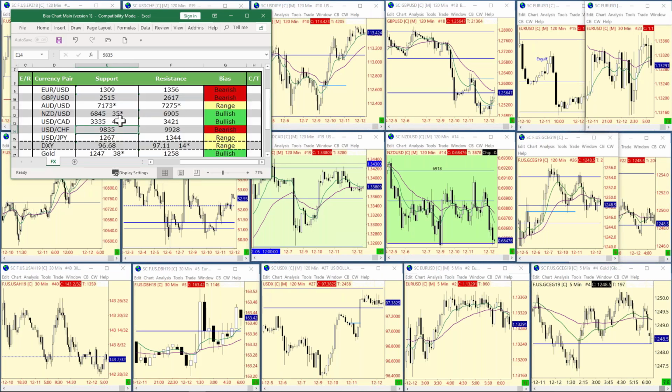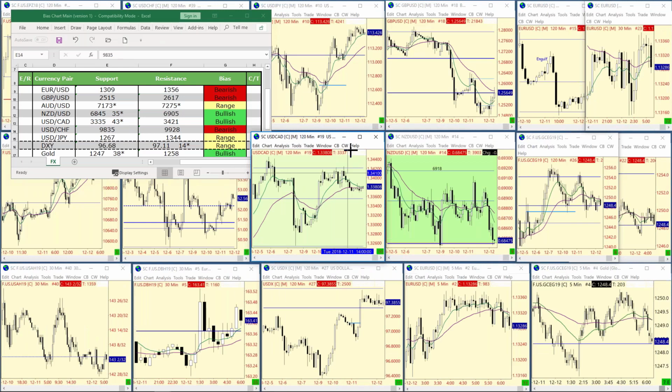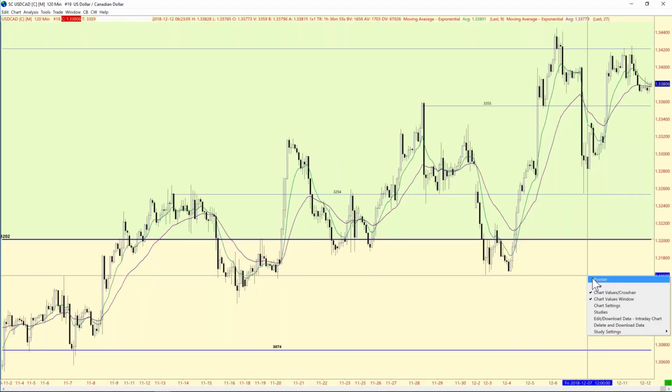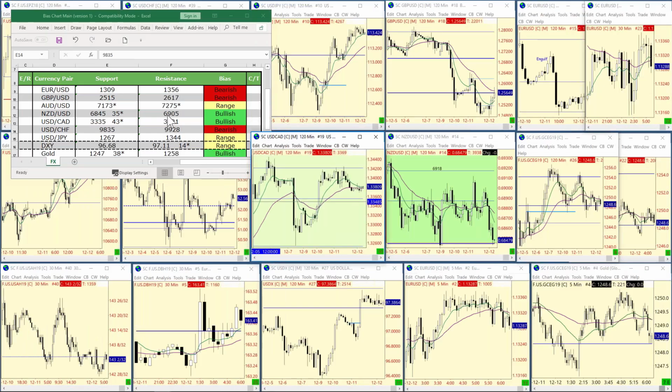Important about the 33.43, if we could get a daily close below that. 34.21 remains rather stalwart. We'll take a look on the upside here. For now, we'll go with 34.13. And certainly still bullish.